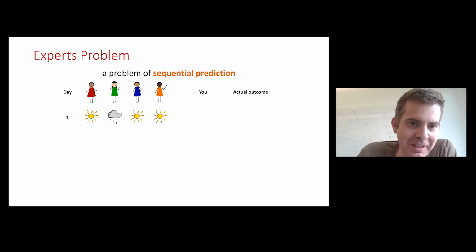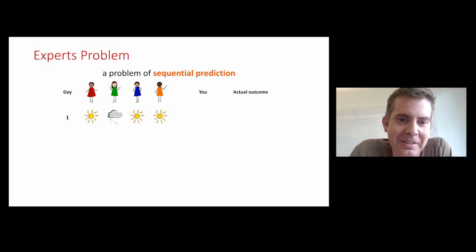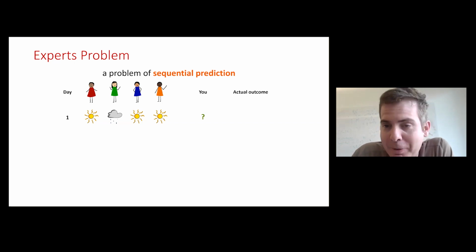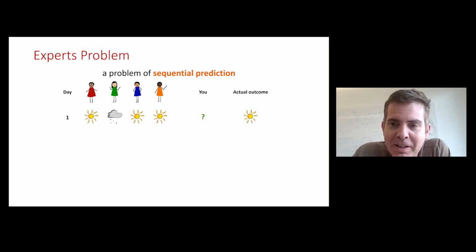So on the first day, the first expert might say it's going to be sunny. And the next expert might say it's going to be rainy. And the next expert might say it's sunny. The next expert might say it's sunny. And you look at all this expert advice and you want to predict, is it going to be sunny or rainy? How you do this? Well, that's where the algorithms are involved. But then you observe the actual outcome on that day. Okay. And given this outcome, it may influence how you pay attention to the different experts. But then you move on to day 2.